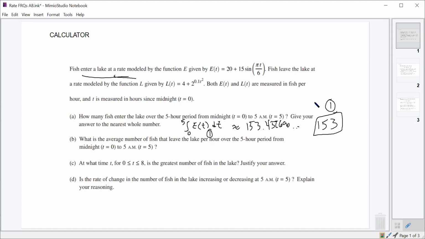Good or no? Any questions there on part A? Okay.